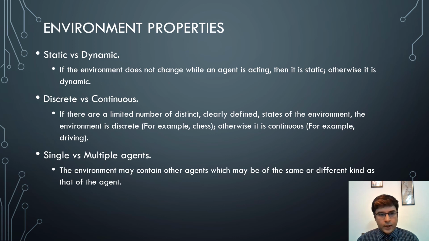Next, we have static versus dynamic environments. If the environment does not change while an agent is acting, then it is static, otherwise it is dynamic. Then we have discrete versus continuous environments. If there are a limited number of distinct, clearly defined states of the environment, it is discrete. For example, a game of chess, where every state is distinct from the other, and there are a finite number of states that can be in a game of chess. Otherwise it is continuous. For example, driving, where there can be many undefined states for the environment.